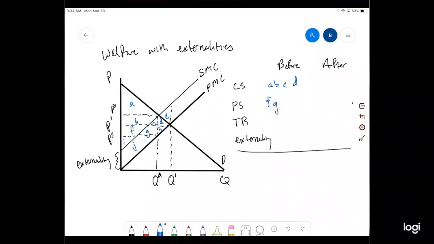G, H, I, and J. The government revenue before the tax is going to be 0, again, because there is no tax. The government's not collecting any revenue in this market. But the externality, I'm going to make myself some room here. This is going to be a negative to our welfare. So this is going to be negative J, G, C, D, H, and E. Negative J, G, C, D, H, and E. That's the area between the social marginal cost curve and the private marginal cost curve all the way up to Q prime, the quantity that's being consumed.